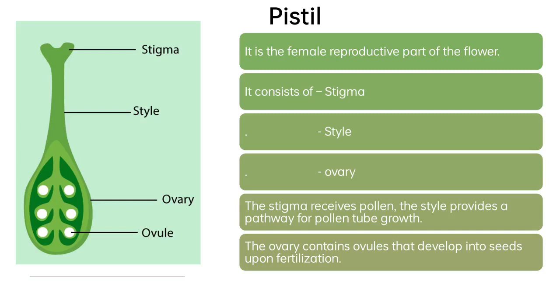This stigma has the receptors which help in taking the pollen grains that we get from the anther during the process of pollination, and after that it provides a pathway. The style provides a pathway for the process of fertilization. After fertilization, ovule is produced which turns into seeds.